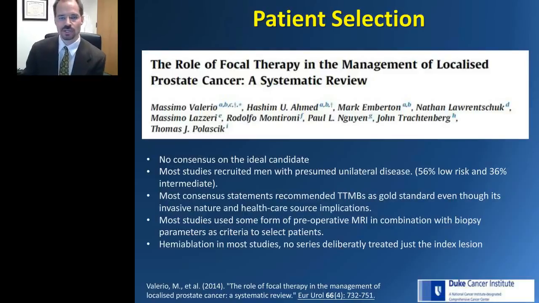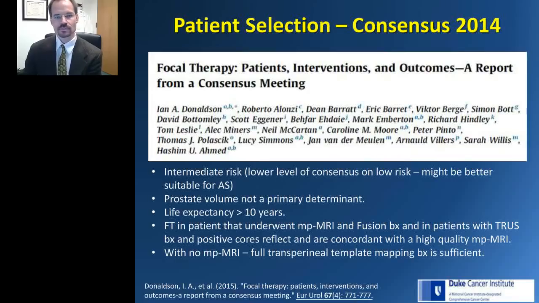So patient selection has been a work that people have been working on. We've had a number of consensus panels. This is a systematic review that my international group has written on. Bottom line is there's no consensus as of this publication back in 2014 for the ideal candidate. Earlier, most studies presumed unilateral disease. As I mentioned, we moved beyond that. At that time, we were using the bigger 50-core mapping biopsies, and we were just beginning to use MRI.